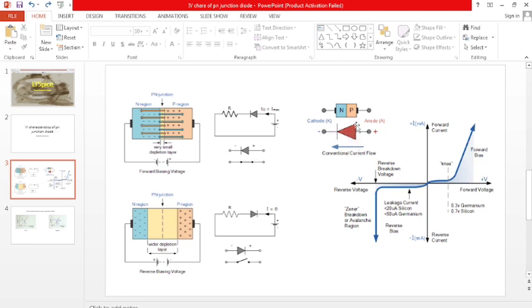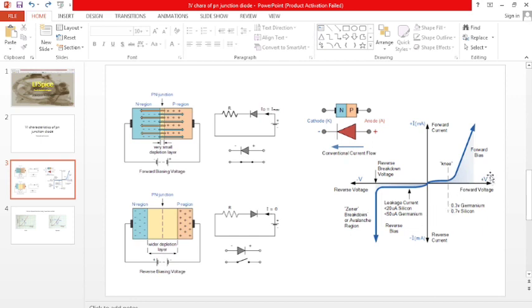This is the diode symbol. Here, this part is the positive terminal or anode, and this is the cathode or negative terminal. And this graph shows the VI characteristics of the normal diode. Here, the first column shows the forward characteristics, and the fourth column of the graph shows the VI characteristics corresponding to the reverse bias condition.